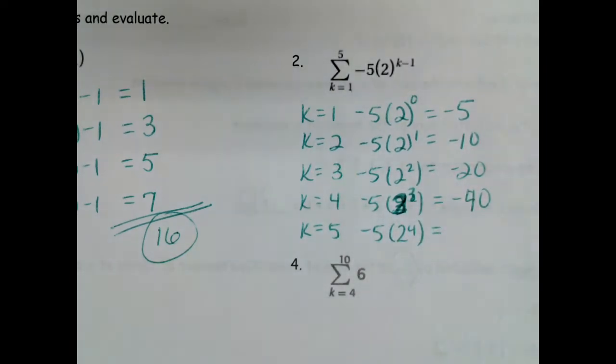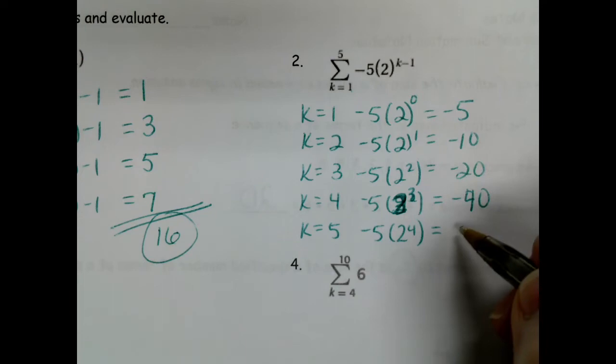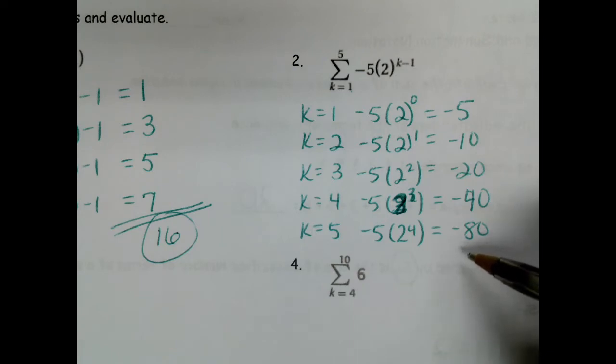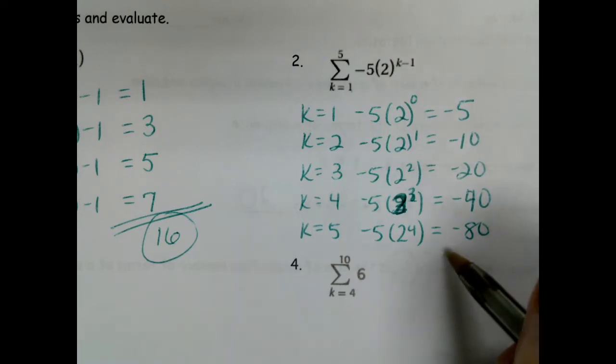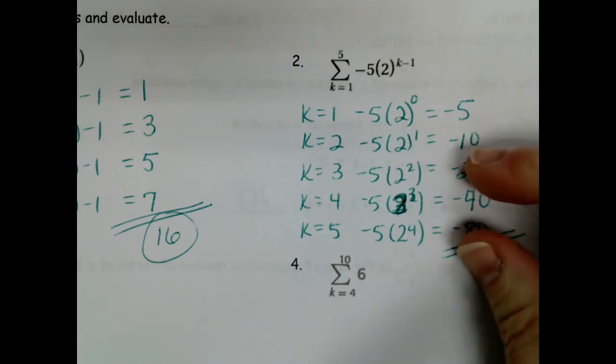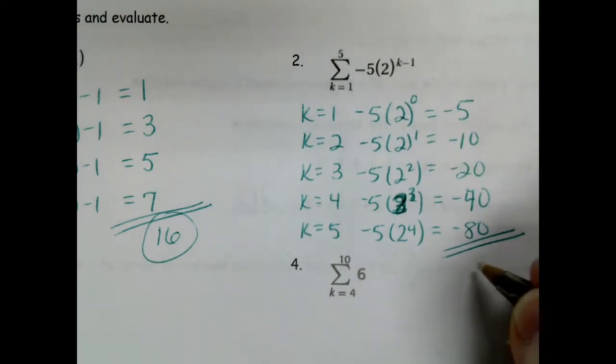What's 2 to the 4th? 16. And 16 times -5 is? 80. So did you notice a pattern? They're doubling. They are doubling because it's a base of 2. That's why. Okay, let's add them up. There's 155.